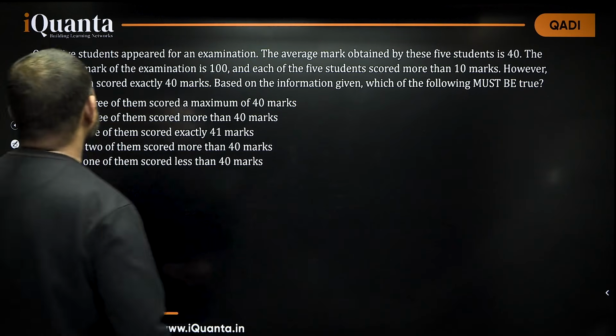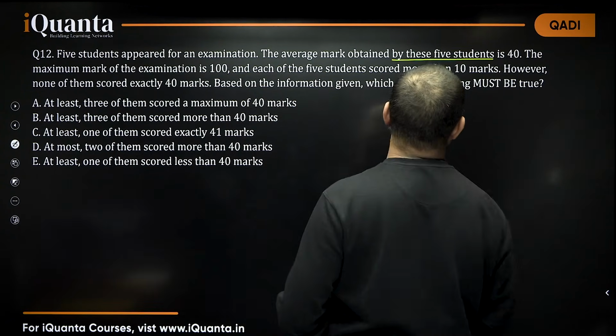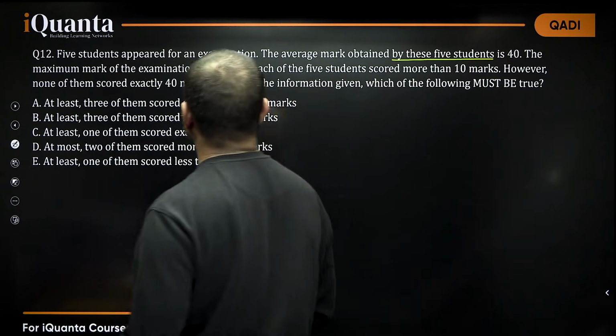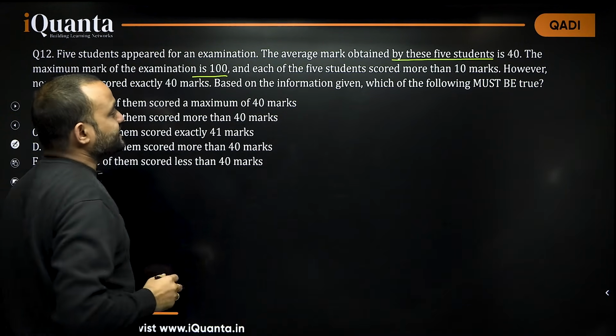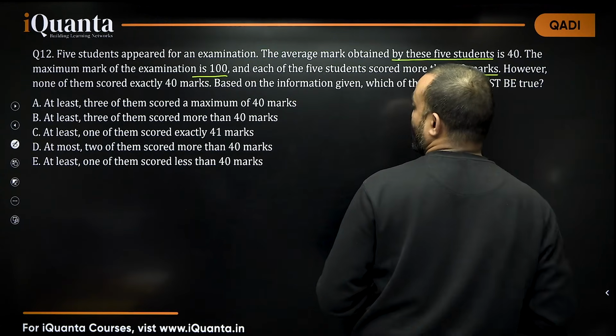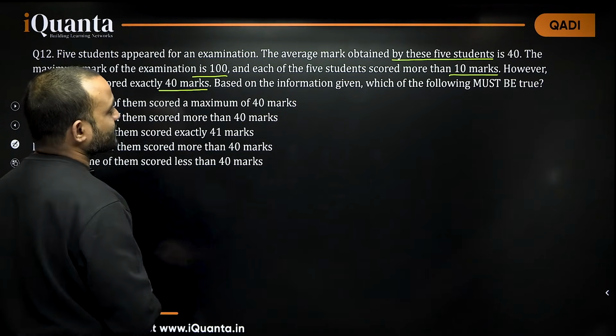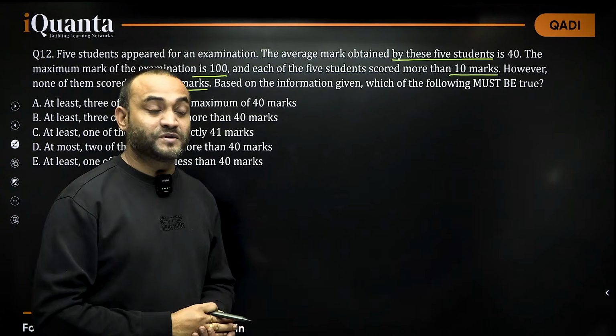Thank you. 5 students appeared for an examination. The average marks obtained by these 5 students is 40. The maximum mark of the examination is 100, and each of the 5 students scored more than 10 marks. However, none of them scored exactly 40 marks. Based on the information given, which of the following must be true?